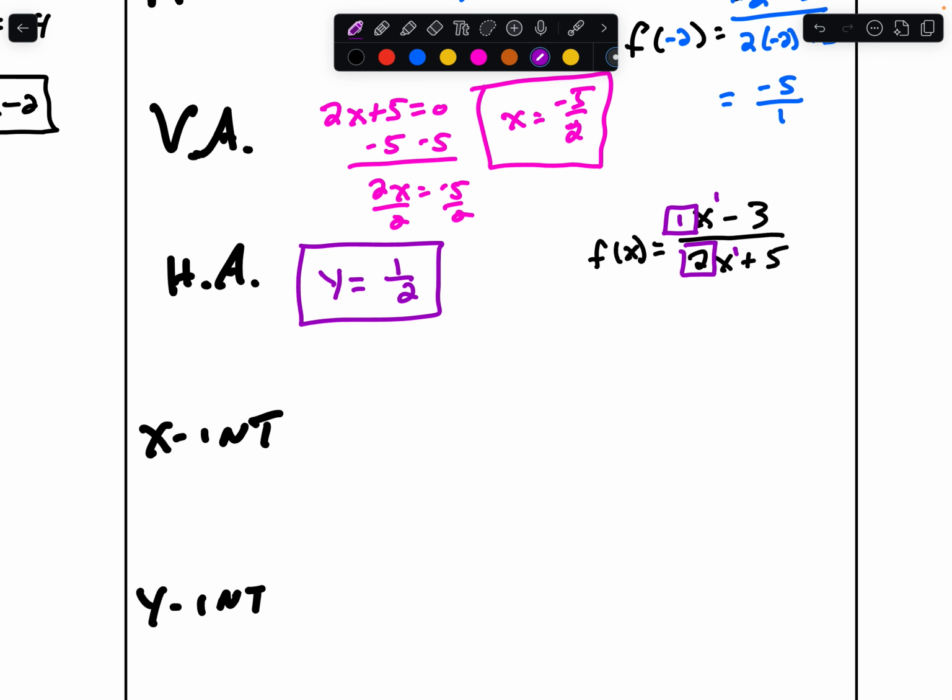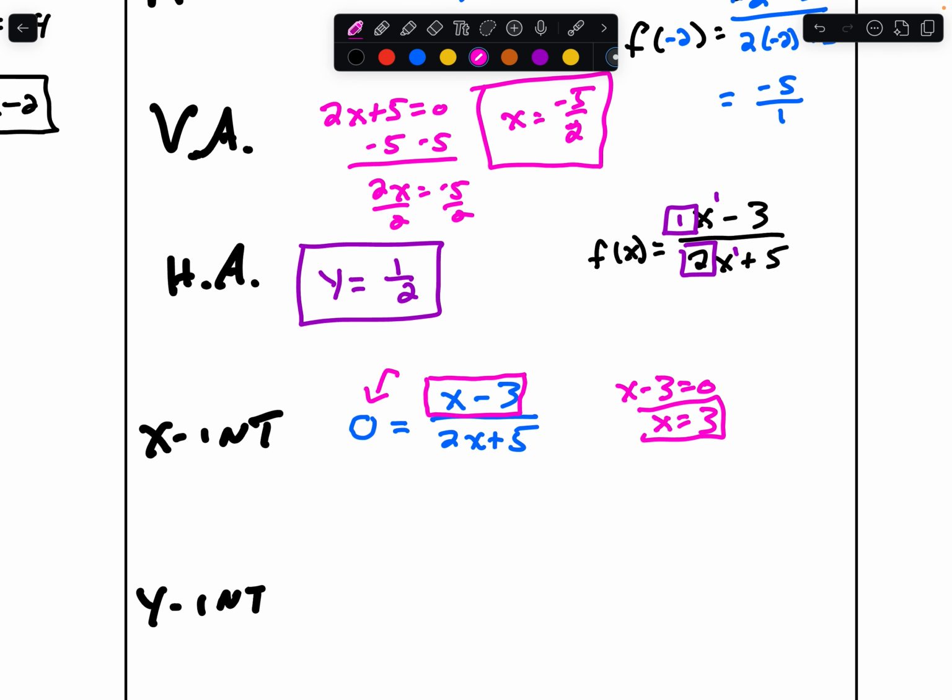Okay, so what's interesting here is the x-intercept is where y is equal to 0. So this is a little funky, but if I'm going to say 0 equals x minus 3 over 2x plus 5, the only thing that I need to concern myself with is the top, right? So where is the top equal to 0 in order for this statement to be true? So if I say x minus 3 equals 0, x equals 3. Right, so I know that the x-intercept now is going to be at 3, 0.